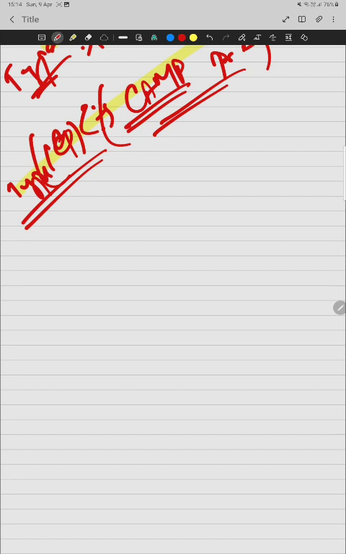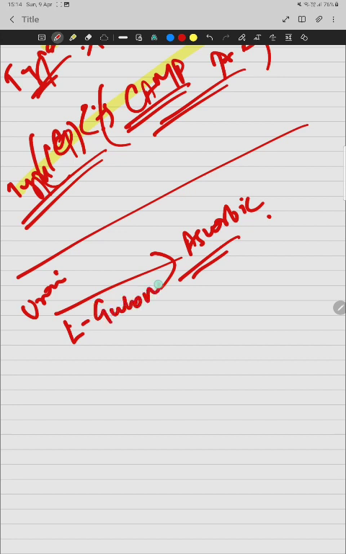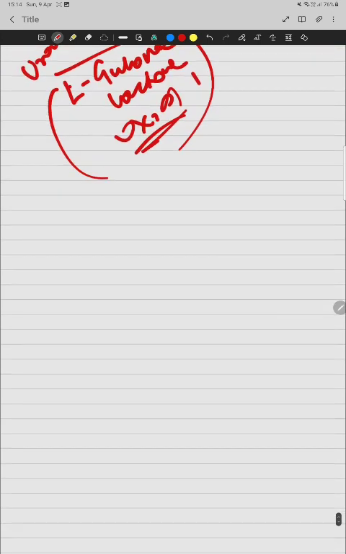One more point you should know, for completion's sake, is uronic acid. Remember, uronic acid can get converted into ascorbic acid, but not in humans. The enzyme needed for this conversion is L-gulonolactone oxidase. They will be asking this: humans cannot synthesize ascorbic acid in the body because humans lack what? L-gulonolactone oxidase enzyme. That's all you should know here.